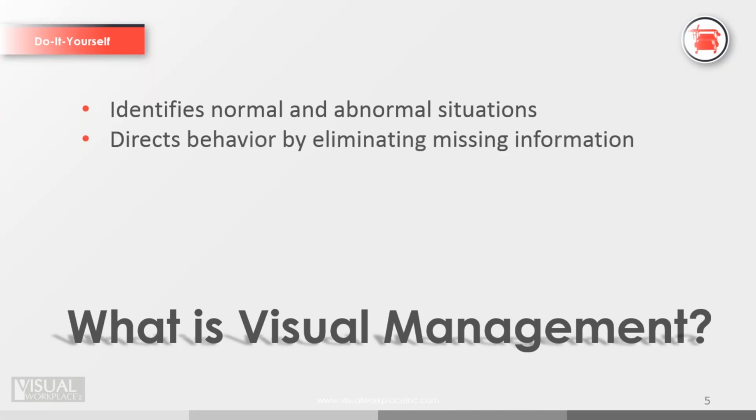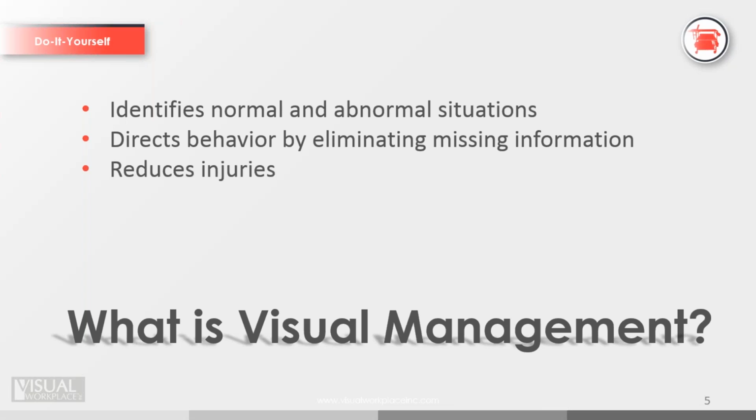We want to be able to, at a glance, determine that there's a problem and be able to react to that situation. It also helps us direct behavior and create that discipline by eliminating missing information. You think about all the times you ask a question, where is this, how do I do it, which way, all the different things that happen in a day. Visual management really works towards eliminating that missing information.